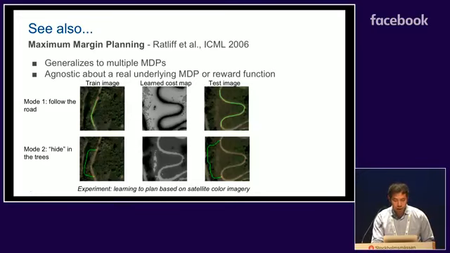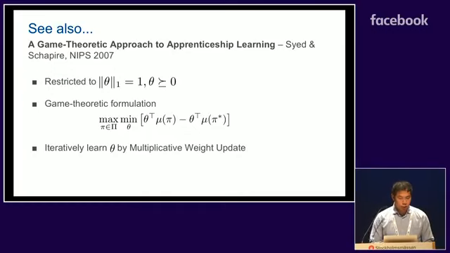Okay, so this max margin approach was also used in the paper Maximum Margin Planning by Ratliff et al. in 2006, where the authors actually attempt to generalize this setting to multiple MDPs. And I also previously touched on the game-theoretic formulation from Syed and Schapire, and the overall scheme is actually similar, except that the reward parameters are updated using multiplicative weight update algorithms, instead of solving a quadratic program as we saw earlier.